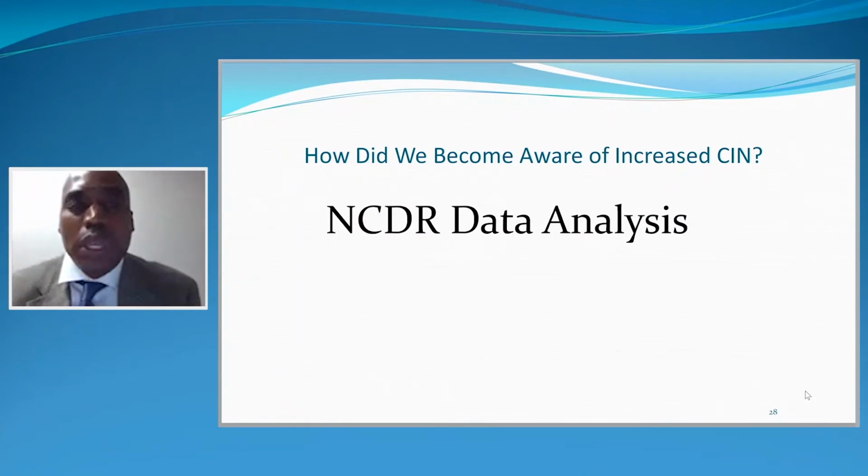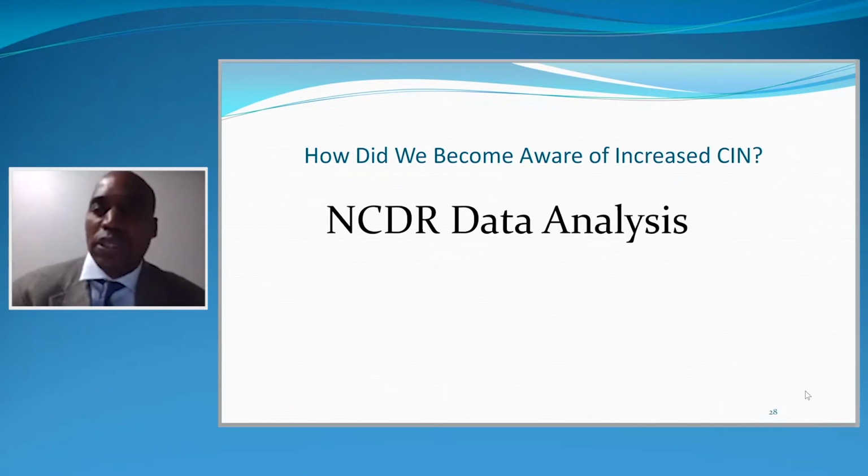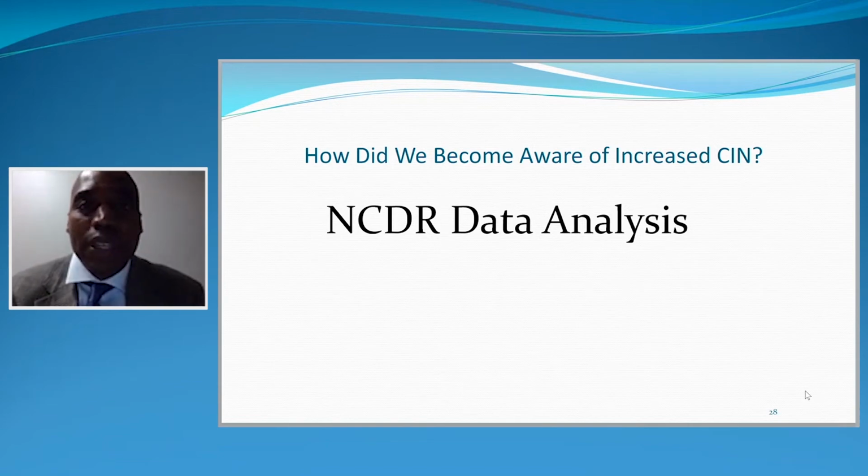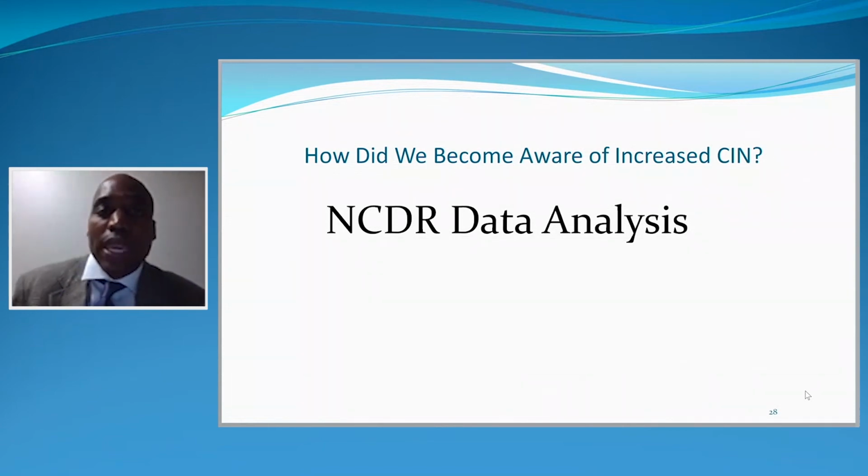And so how did we initially become aware of increased contrast-induced nephropathy? I would say that really the review of the NCDR data is what got our attention. If you don't have this, there's quite a bit of subjectivity that may go into various complications in the Cath Lab. But the NCDR database really allows you to compare your institution to other institutions. And it was based on this data analysis that contrast-induced nephropathy came to our attention.